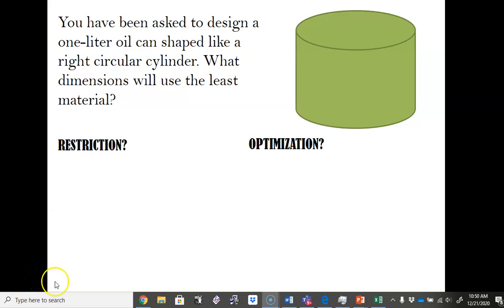Hello everybody. This is video one in a series of videos that are going to be about optimization problems in calculus. If you go into Schoology today, which is Monday the 21st, you will find a document in there called Optimization Stations, and it has 4 stations where optimization problems are in categories.